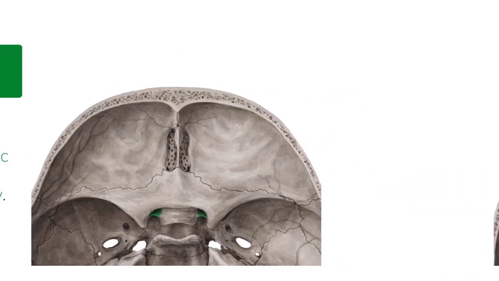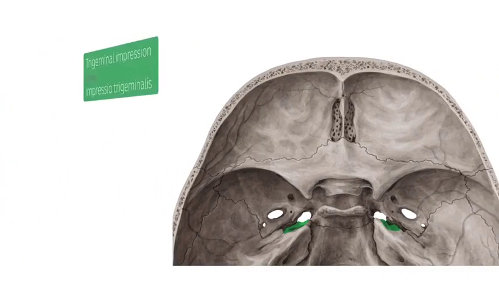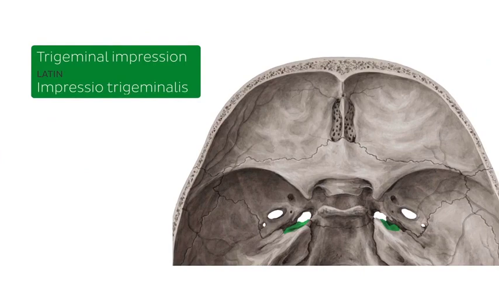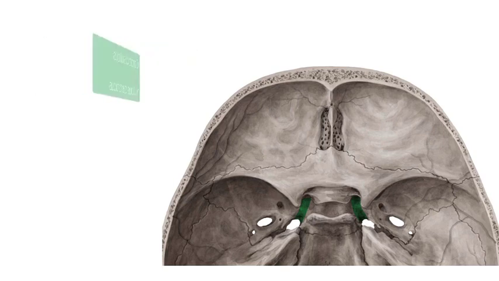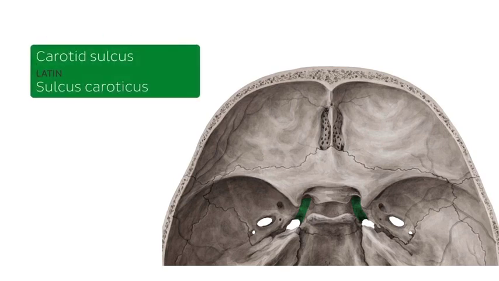The next structure that we're going to be highlighting here is known as the trigeminal impression. The trigeminal impression is located on the petrous part of the temporal bone near the carotid canal. It is covered by the trigeminal ganglion. Next structure that we're going to be seeing here is known as the carotid sulcus, which is a groove located on the sphenoid bone between the sella turcica and the greater wing of the sphenoid bone. The internal carotid artery runs in this groove as well as the cavernous sinus.